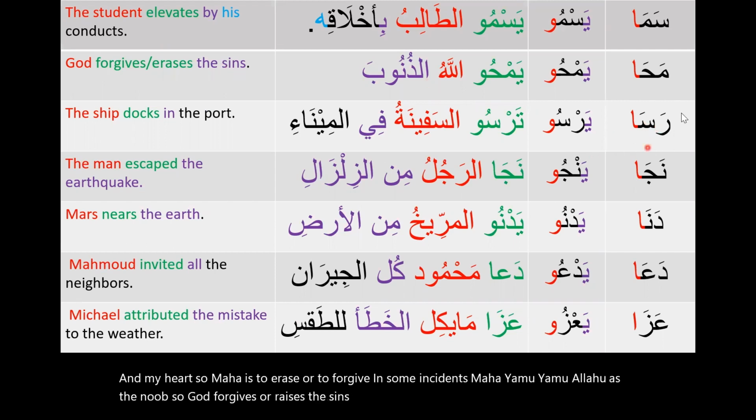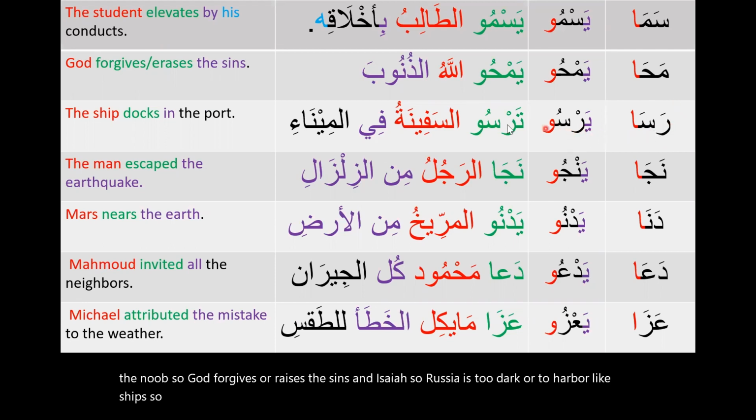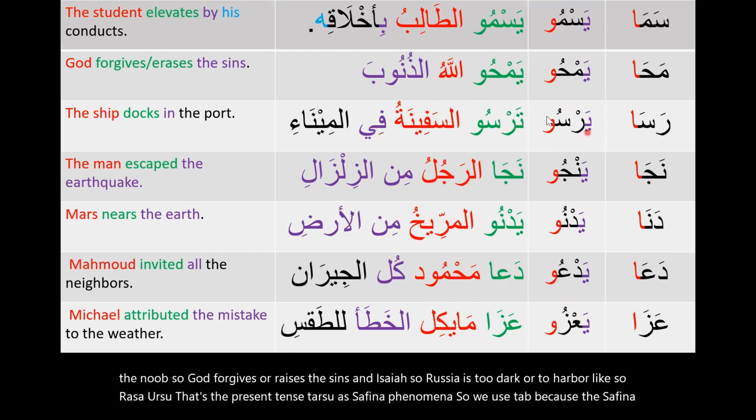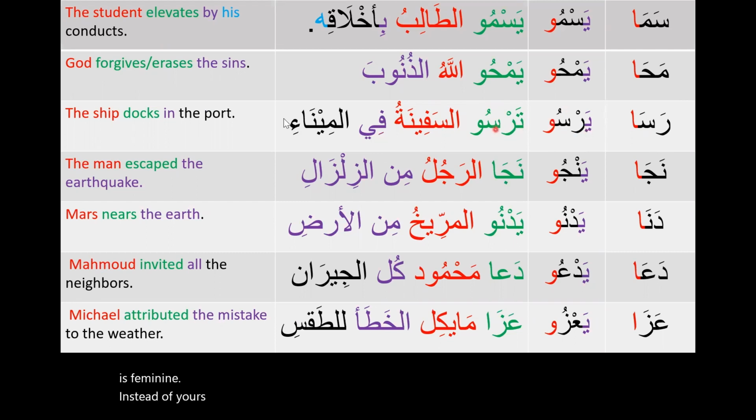Rasa, so rasa is to dock or to harbor, like ships. So rasa yarsu, that's the present tense. Tarsu as-safinatu fi al-mina. So we use ta because the safina is feminine. That's instead of yarsu, we use tarsu. So the ship docks in the port or harbors in the port.